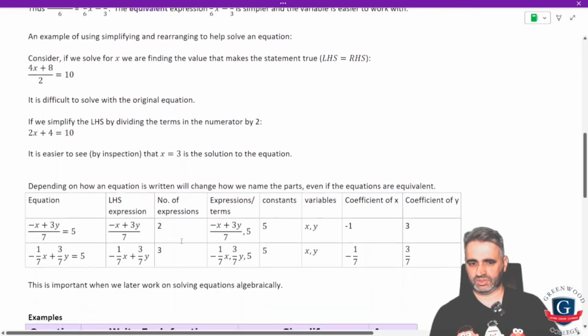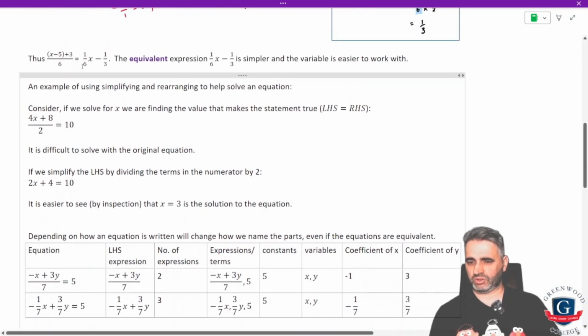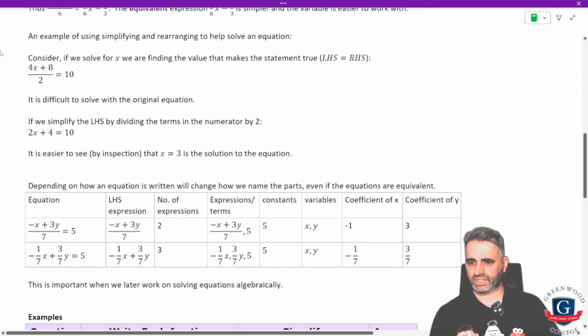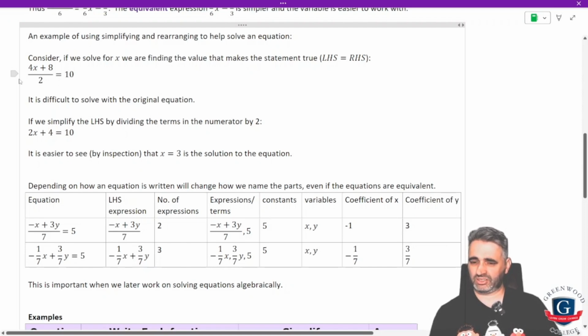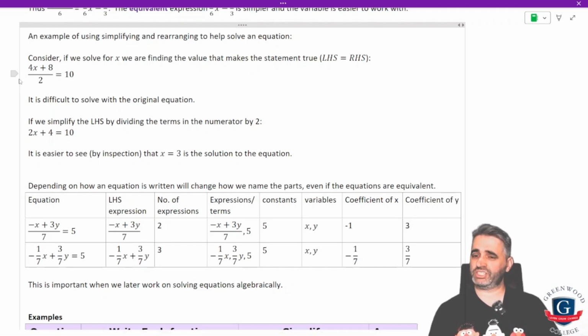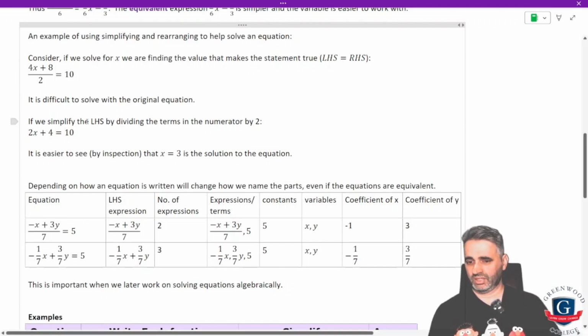So, here we go. Let's look at a more complex case. 4x plus 8 divided by 2 equals 10. What value of x would make the left-hand side equal the right-hand side? Quite difficult by guess and check. But maybe if we simplified it first, we could use guess and check. We're reaching the limit of what we can do to find an unknown without some additional algebra.